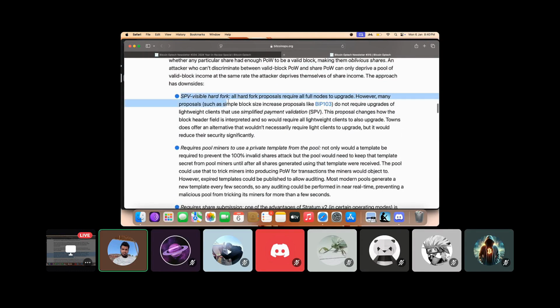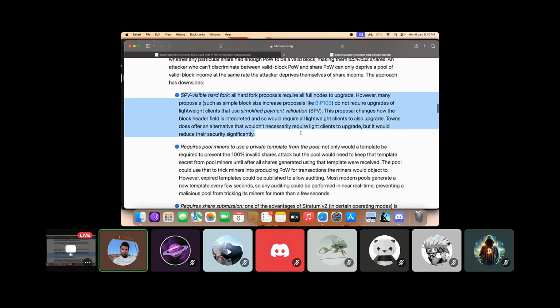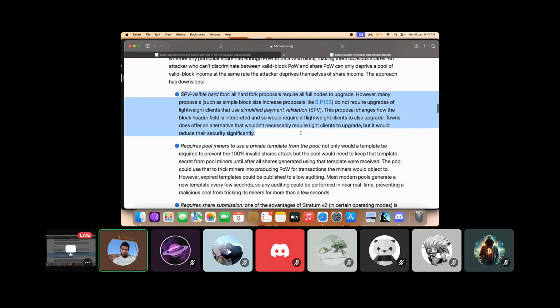Okay, so SPV-visible hard fork. All hard fork proposals require all full nodes to upgrade. However, many proposals, such as simple block size increase proposals like the Con03, do not require upgrades of lightweight clients that use simplified payment validation. This proposal changes how the block header field is interpreted, and so would require all lightweight clients to also upgrade. Towns does offer an alternative that wouldn't necessarily require light clients to upgrade, but it would reduce the security significantly.